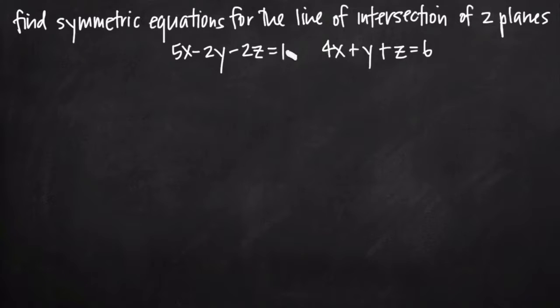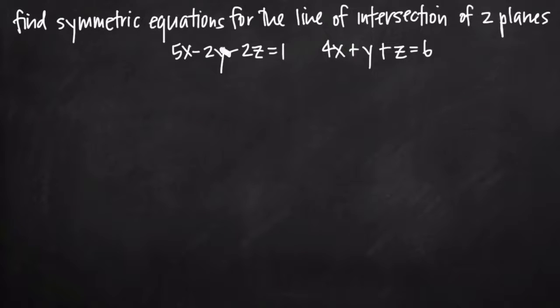All we need to do is find the equation of that line and put it in the form of symmetric equations. In order to do that, we're going to need a vector in the same direction as our line and a point on the line. So let's go ahead and start with the vector.